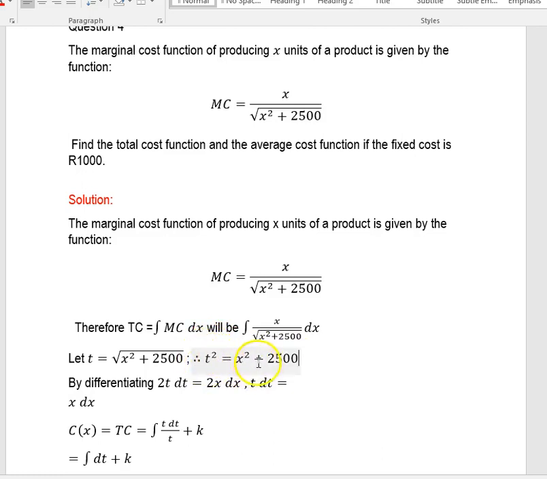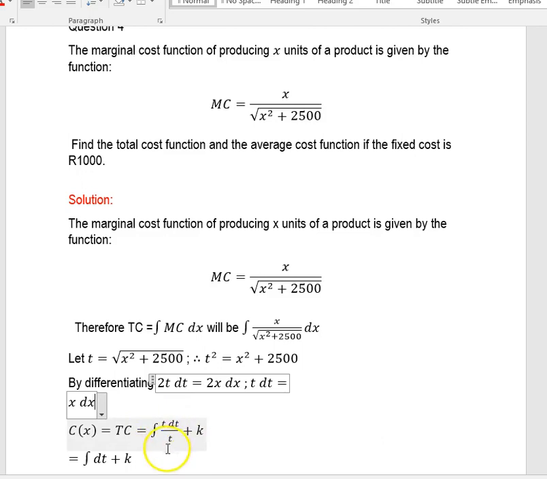That gives me 2t dt equals 2x dx. Now, to solve for dx, the 2 will cancel on both sides, and so I'm going to have t dt equals x dx. Since I'm trying to solve for dx to substitute it there, my dx now will give me t over x dt. So if you go ahead and substitute t over x dt there, you will see that this x will cancel out. You'll be left with t over t dt plus k.